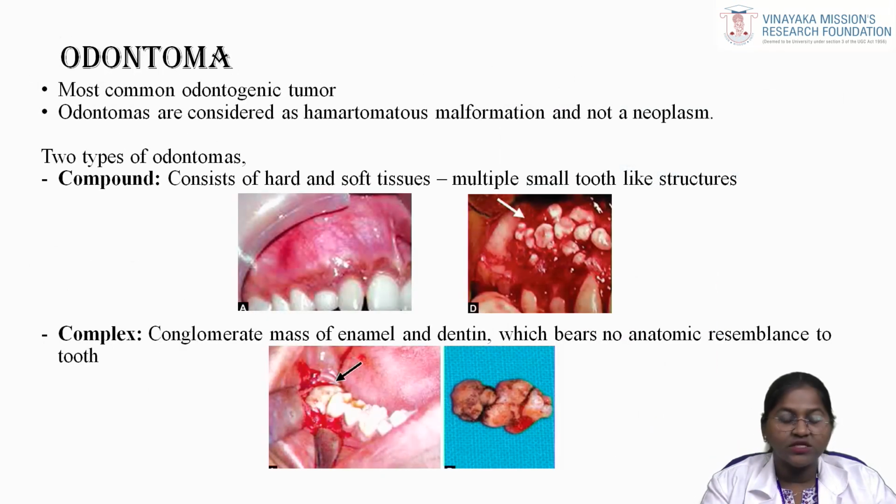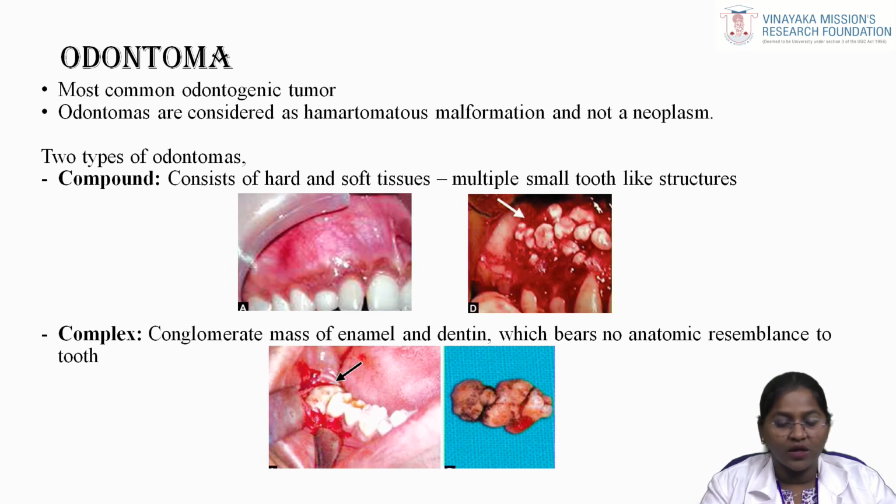So odontoma, this is the most common odontogenic tumor. The second most common odontogenic tumor is ameloblastoma, whereas the most common odontogenic tumor of all is the odontoma. Odontomas are considered hamartomatous malformations rather than neoplasms. Basically, two types of odontomas are there: one is the compound odontoma, and the other is the complex odontoma.